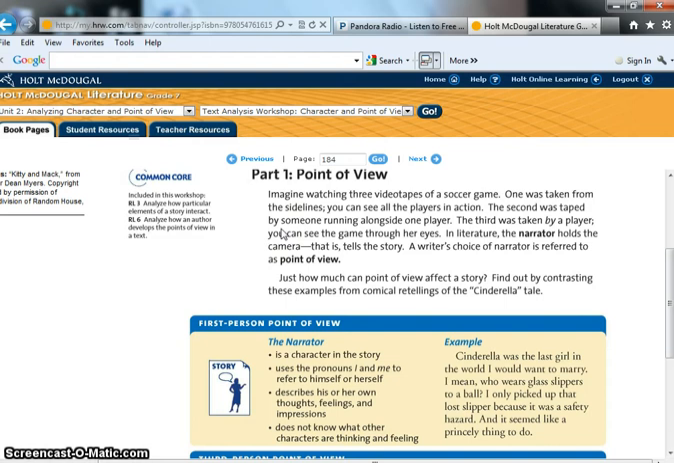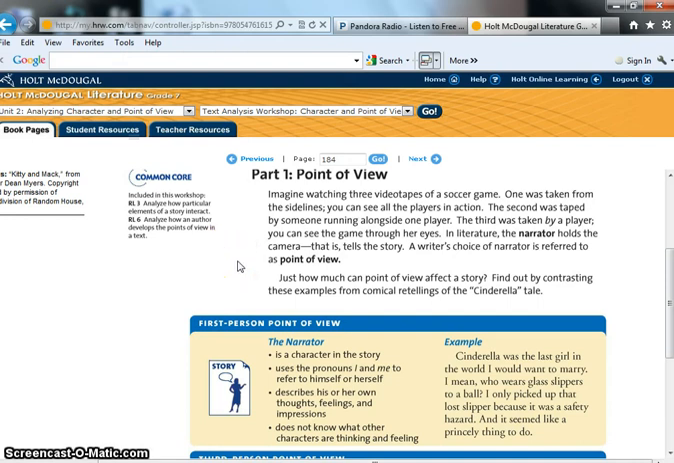One was taken from the sidelines. You can see all the players in action. The second was taped by someone running alongside one player. The third was taken by a player. You can see the game through her eyes. In literature, the narrator holds the camera, that is, tells the story. A writer's choice of narrator is referred to as point of view.